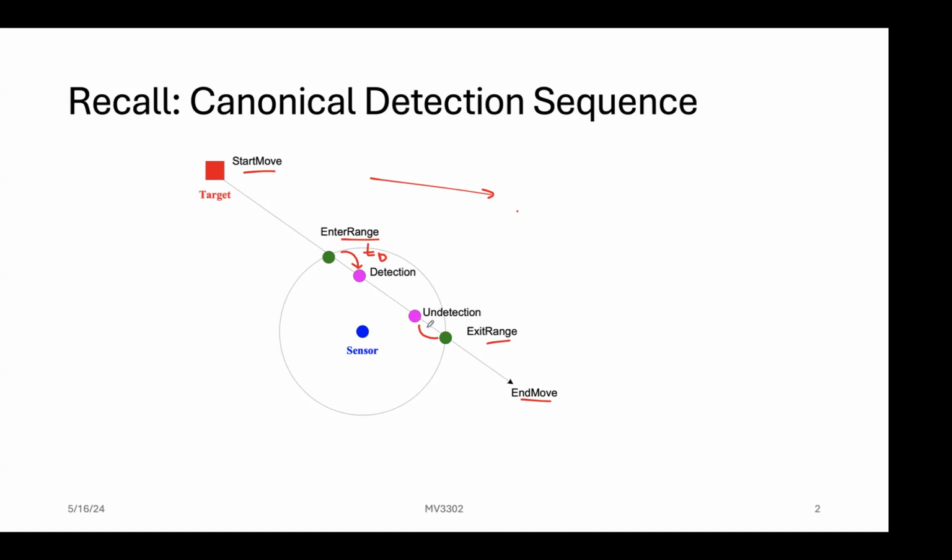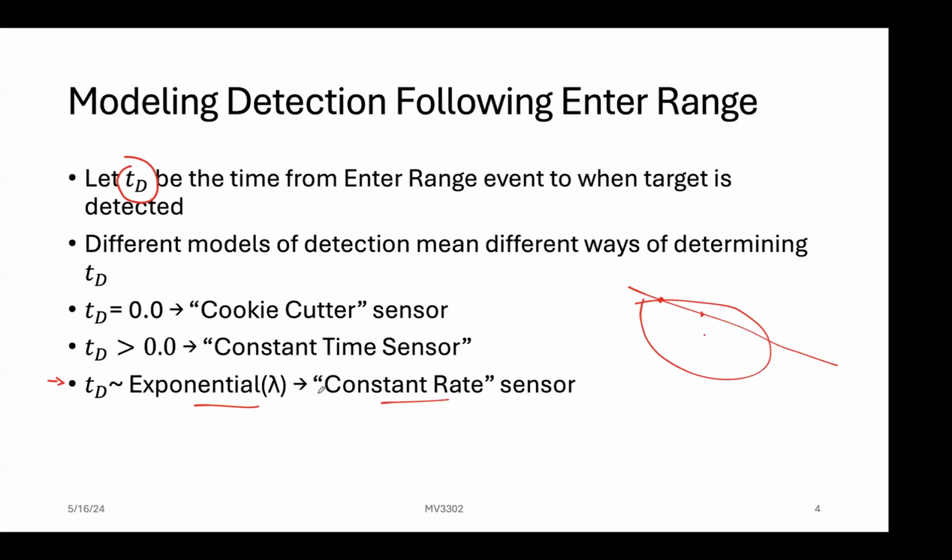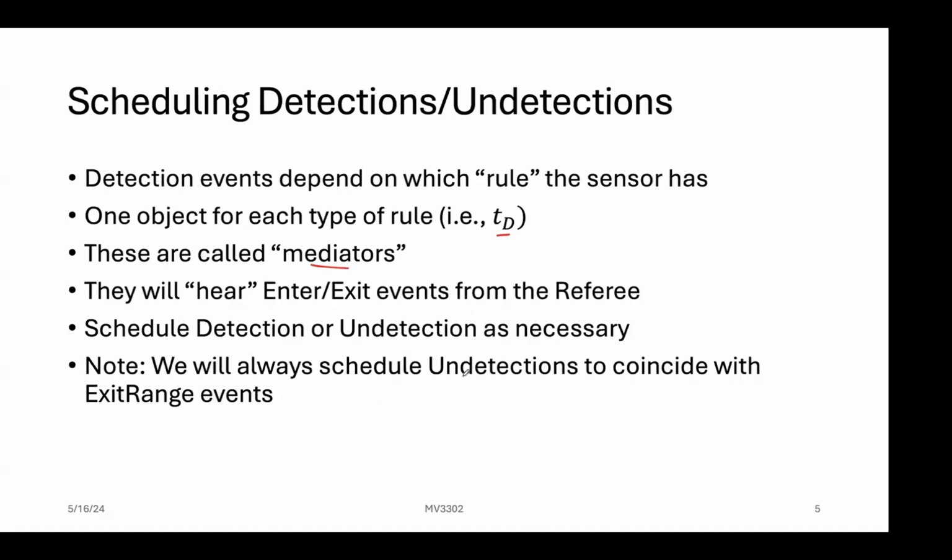In the absence of any theory, what I'm going to say is that if I've acquired a target, I'm going to keep it acquired until I lose the range, and until there's some theory to suggest otherwise, that's what we're going to stick with. What that means is we're going to schedule the undetections to coincide with the exit ranges, but there's a placeholder, so if the theory ever catches up, if anybody studies how, once we've acquired a target, we unacquire it.